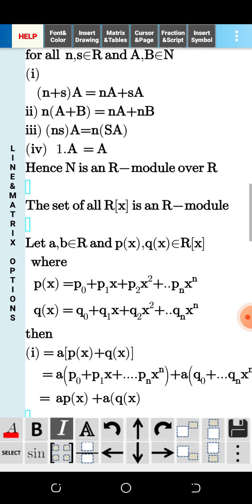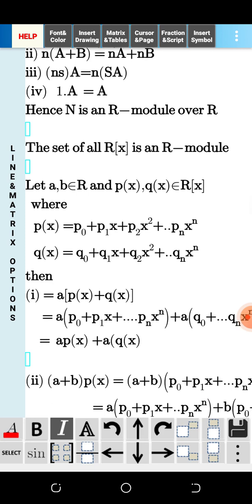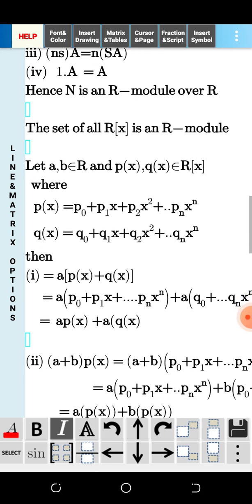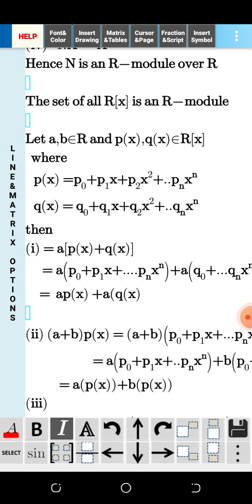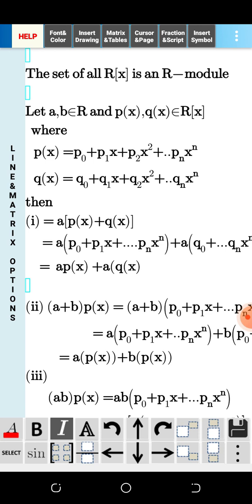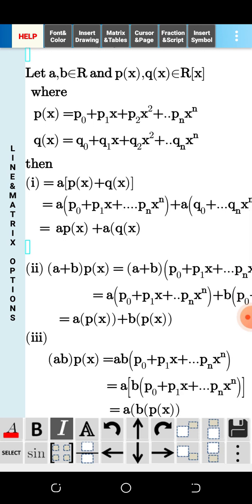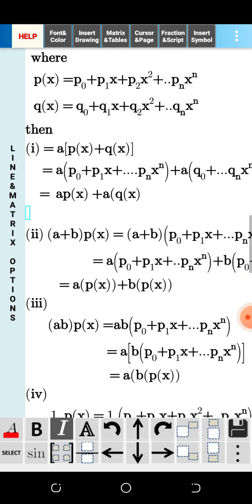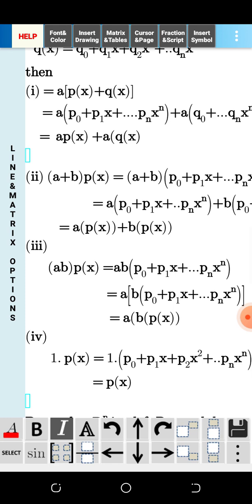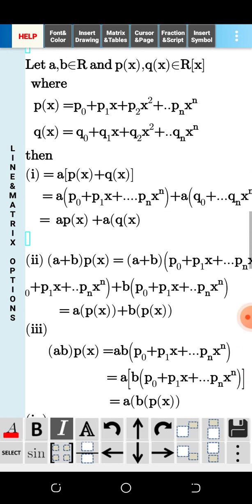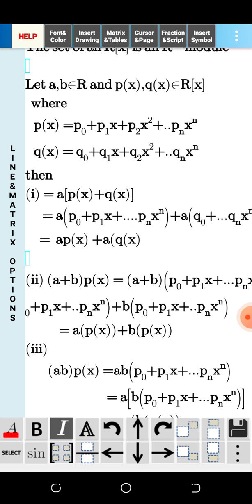So the next one, the set of all polynomials is also an R module. That's R[x]. Of course, from vector spaces, rings and groups, you already know the defined value of polynomials. So we pick p and q, and that's q_0 up to q_n x^n. So you apply the four axioms as well. Axiom 1, axiom 2, axiom 3, but you have to be very careful when applying the axioms. You must follow the steps. You must not skip any step when applying the axioms.